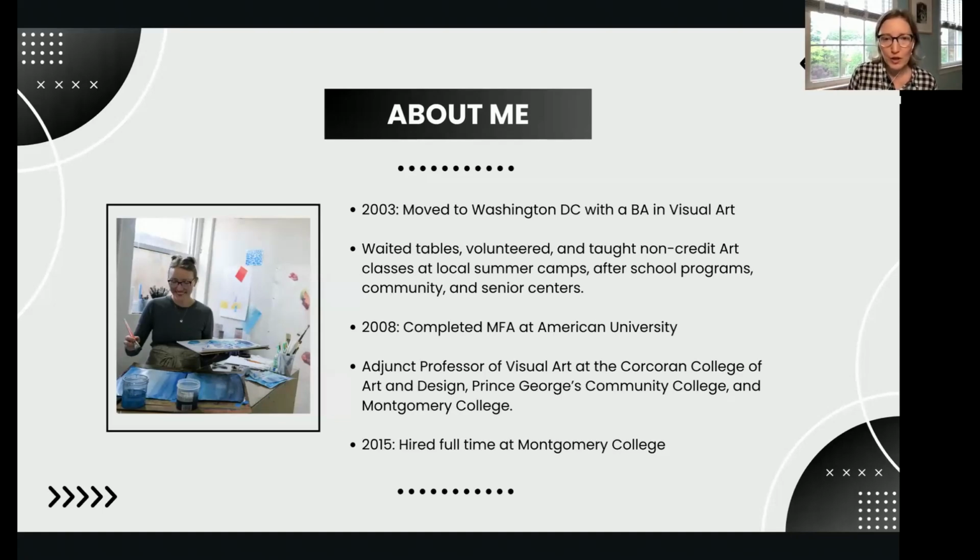About me, much of this you already know. I moved to the DC area in 2003 and I had a BA in visual art and I got all of my side hustles on in DC. I waited tables, I volunteered at a number of institutions and organizations, and I taught lots and lots of non-credit classes. I completed my MFA in 2008, and then I was an adjunct professor of visual art at the Corcoran before it became part of GW, Prince George's Community College and Montgomery College.